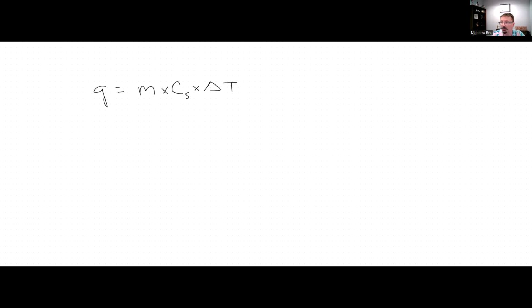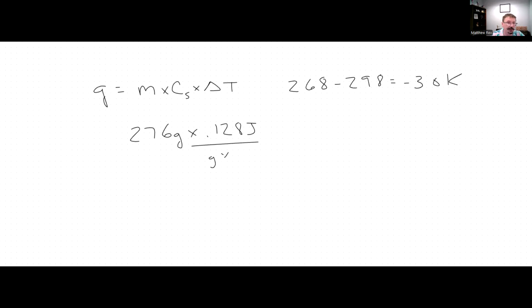So our mass times our specific heat times our change in temperature. Our final temperature is 268. Our initial temperature is 298. So our change in temperature is -30 Kelvin. And our mass then, 276, it's already in grams, times our specific heat, 0.128 joules per gram degrees Celsius. The scale for Celsius and Kelvin are the same. A 30-degree temperature change in Kelvin is the same as a 30-degree temperature change in Celsius. So keeping it in Kelvin or changing each of these to Celsius first wouldn't make any difference.